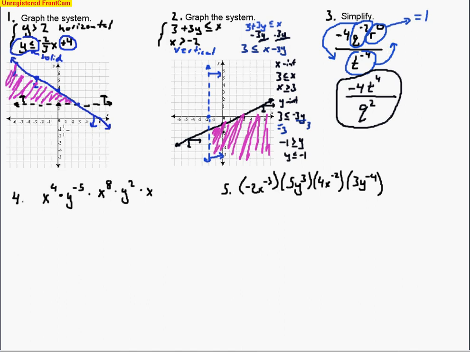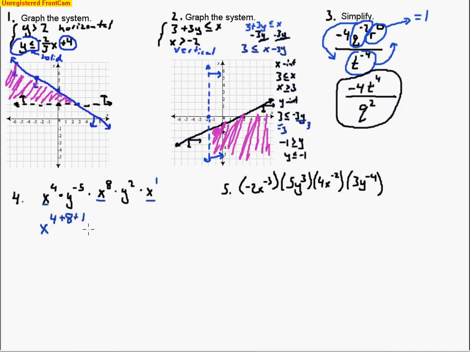Now number 4, I'm testing you to see if you understand the concept of multiplying terms with exponents that have a common base. The rule is basically this. You take those exponents that have the same base, in this case the x, the 4, the 8, and this exponent, which is 1 if you don't see the exponent, and you add up those exponents. That's the rule when you're multiplying.